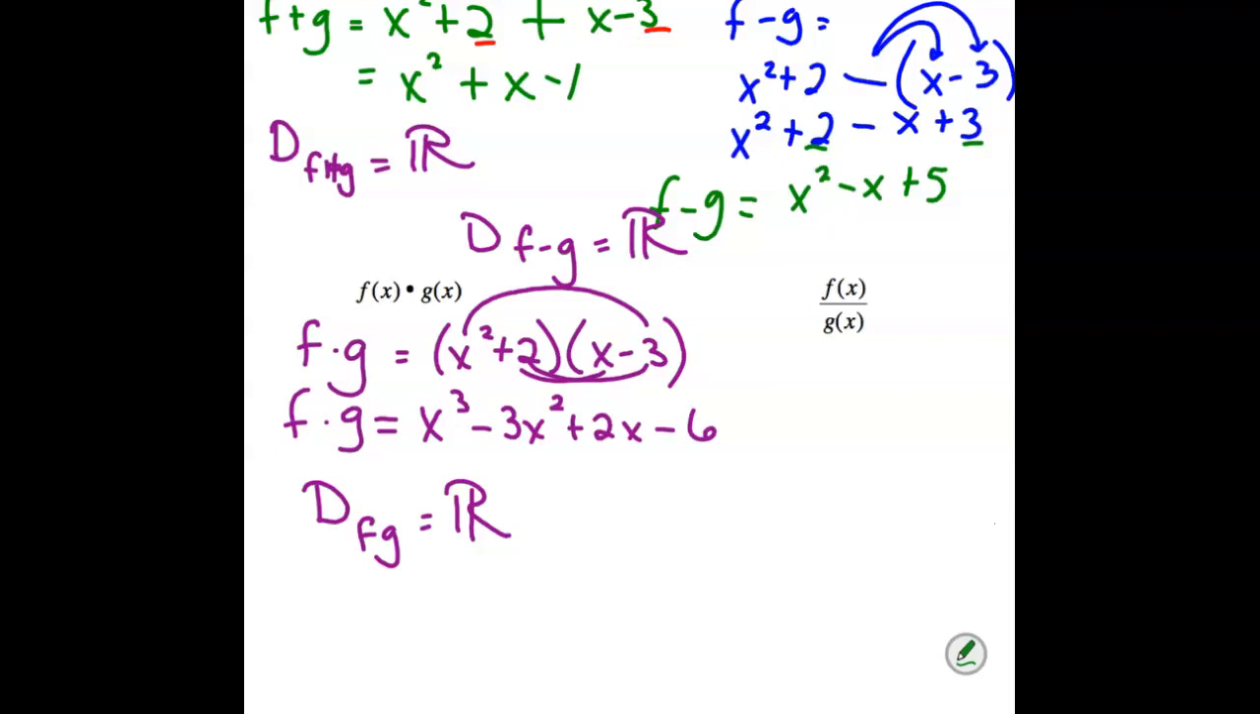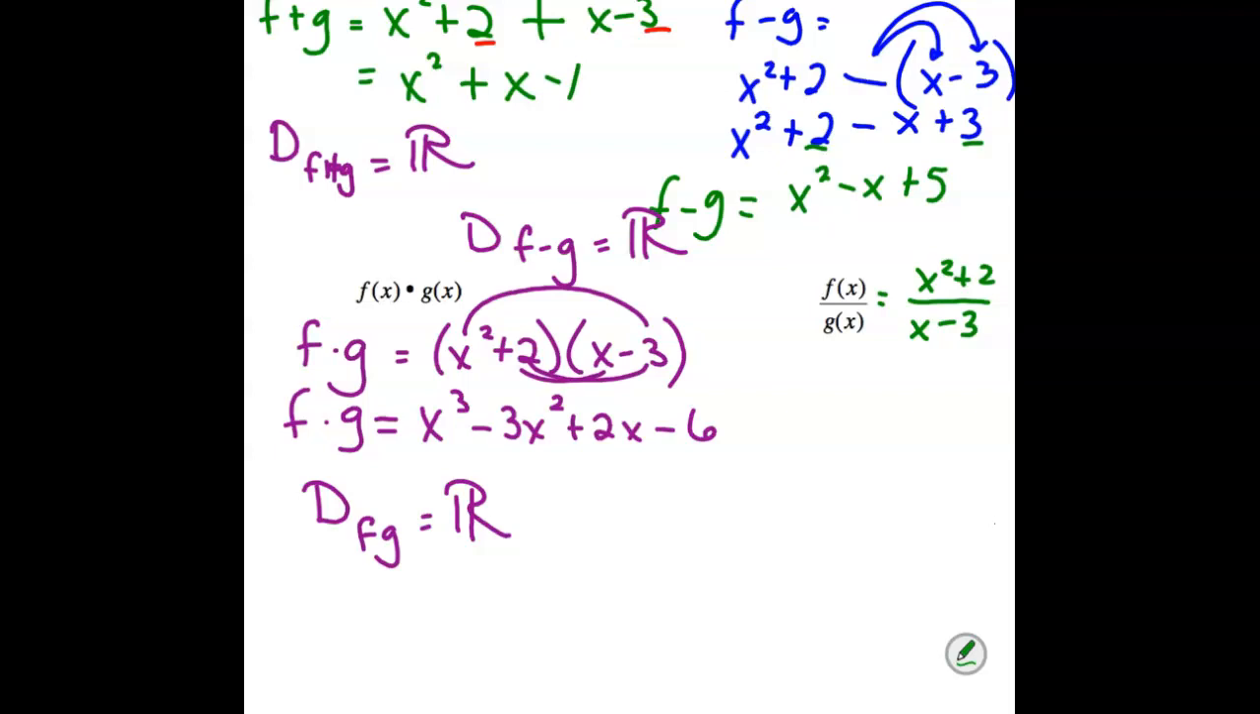For the fourth question here, we're taking f and dividing by g. So f was x squared plus 2. We're dividing by x minus 3. Now for this particular one, we don't have anything that we can factor in the numerator and try to get to match that x minus 3 in the denominator. So there's really no simplifying that we can do on this one.